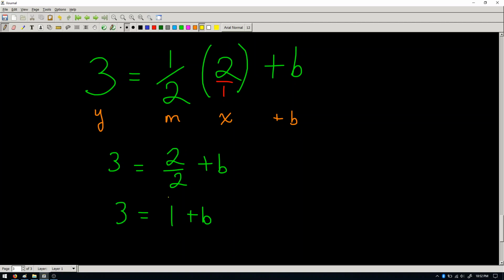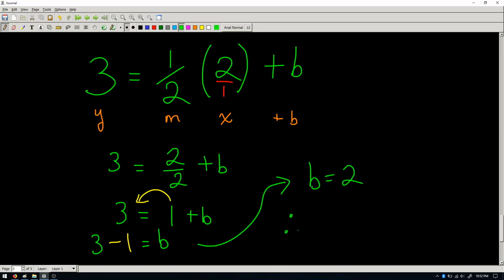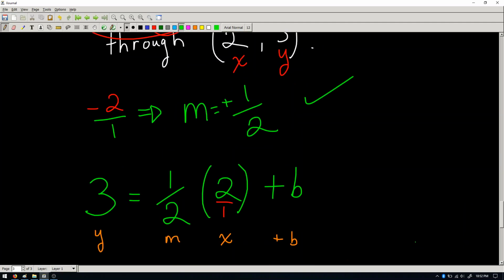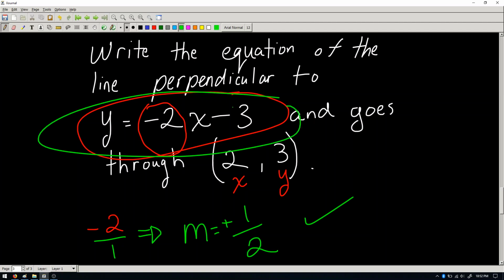Now all I have to do is move that 1 over, and I get 3 minus 1 equals b, and so b equals 2. Therefore, my equation, folks, is y equals 1 over 2x plus 2. That is the equation of the line that is perpendicular to this line, but then also goes through an x of 2 and a y of 3. And that's it. That is dealing with parallel and perpendicular lines.